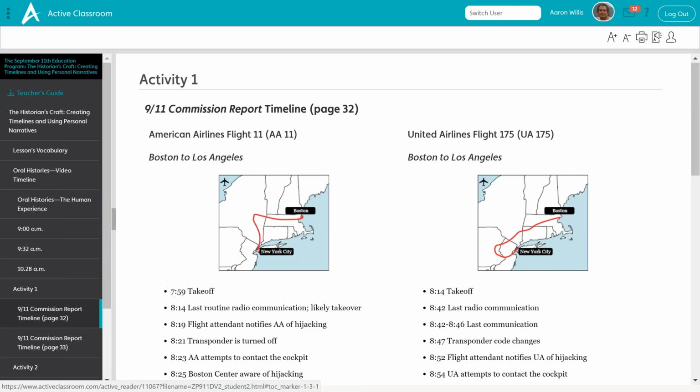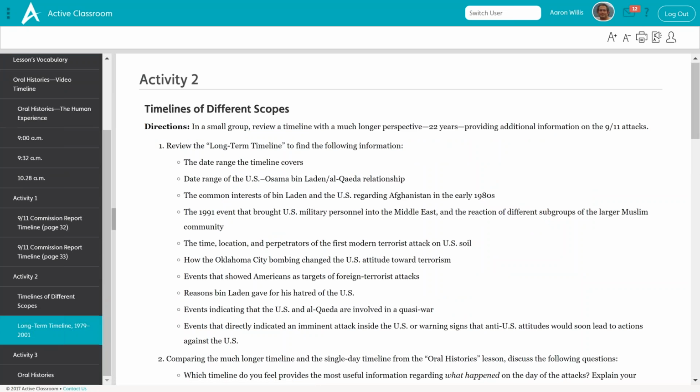Another timeline that they'll see is the timeline in the 9/11 Commission report, which basically gives a timeline almost minute by minute during the day from when the planes took off until when they were crashed into the towers in New York. So that gives you a different impression about what's gone on through the day. And then finally, in this lesson of a long-term timeline, students look at a timeline that goes over 22 years and stretches back into the 1990s in order to understand deeper and deeper roots to the conflict.